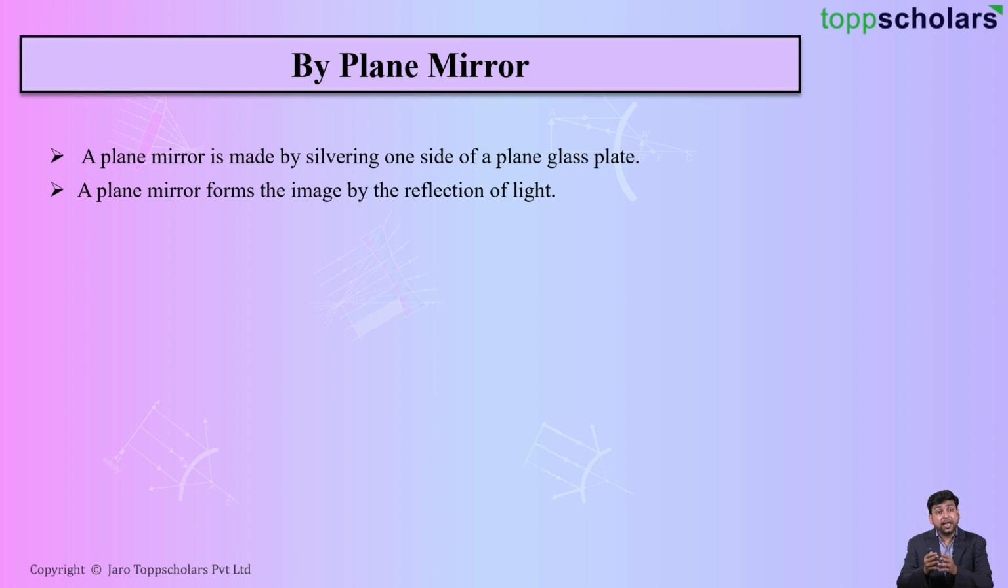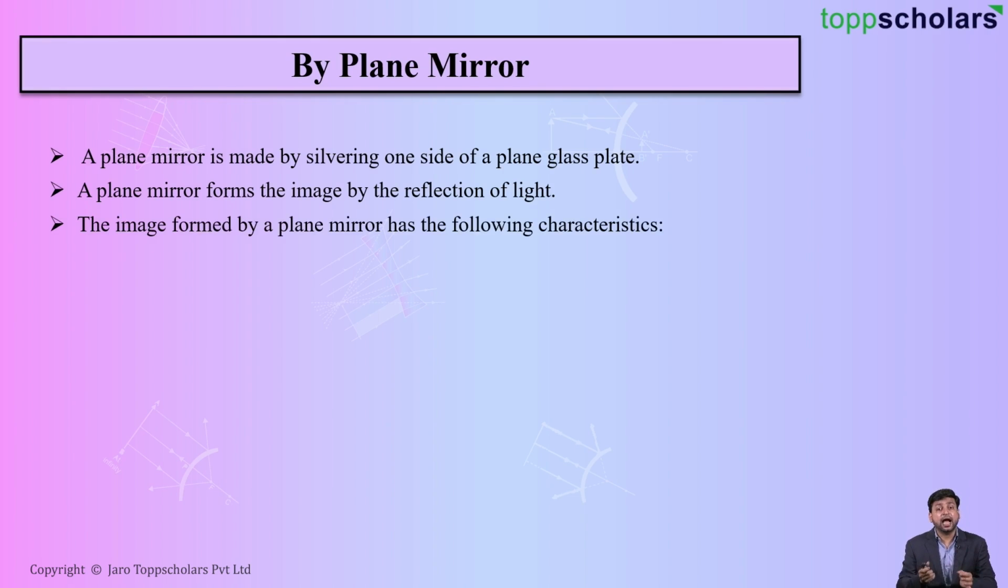Okay. The plane mirror always forms the image by the reflection of light. So basically how is the image formed? By the reflection of light. So students, let's see the characteristics of the image formed by the plane mirror. So the first characteristic is the image is virtual. So how is this image? It is virtual. The next characteristic is image is upright, not inverted.